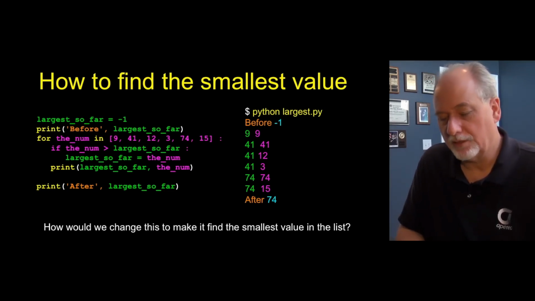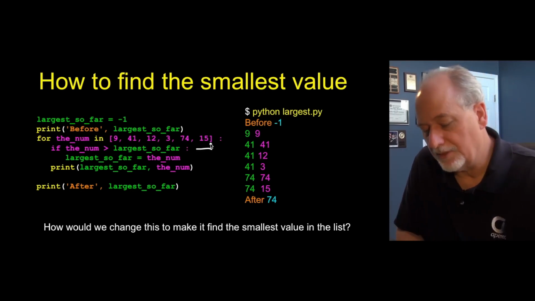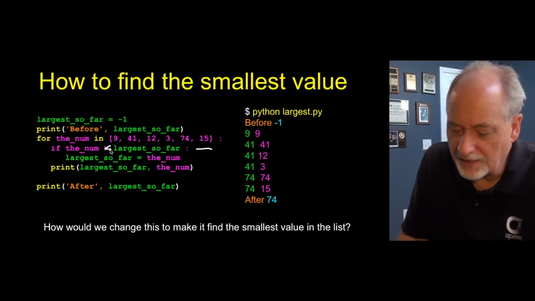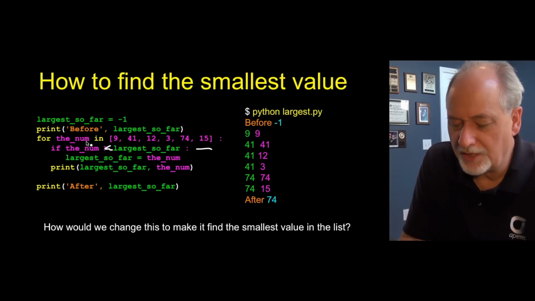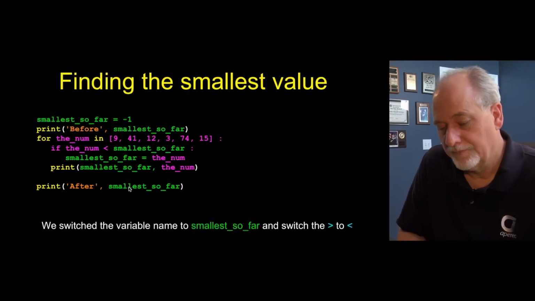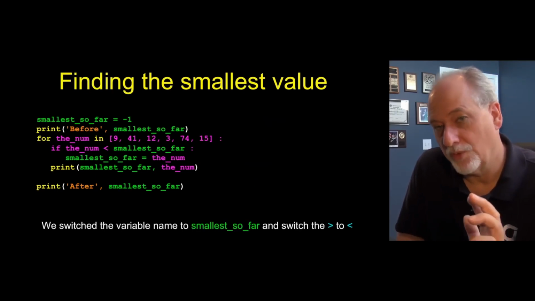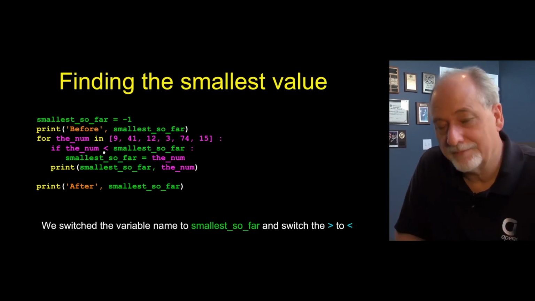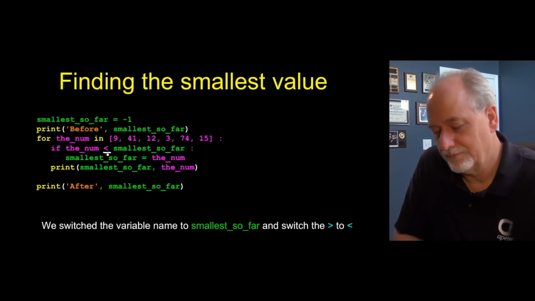Okay, so let's take a look. Let's do a couple things. If you look at this if statement, that's better. Well, it's better now if the number is less than. But then we should probably change this to be smallest so far. Matter of fact, that's what this is. We've changed the word largest so far to smallest so far, and we've changed the greater than to a less than. Is that going to fix it?